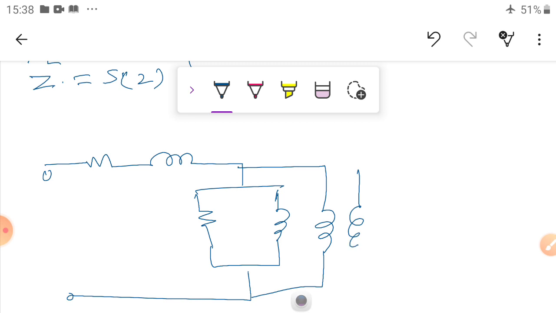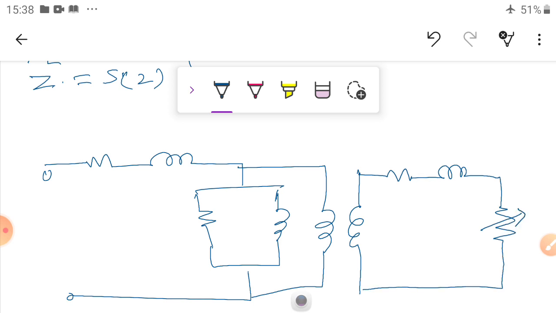Now for the secondary, I can write resistance and inductance. Here is the load connected here. So R2, X2, E2, and this is the RL. And this is R1, X1, R0, X0. So these are the values.